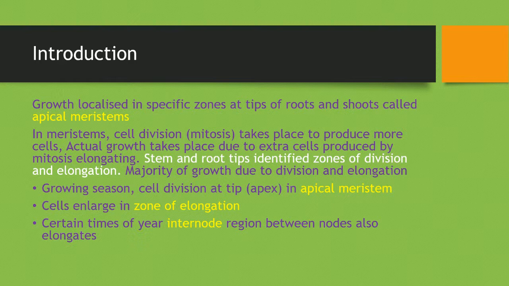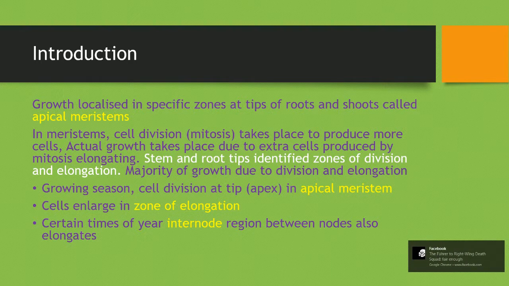So basically, we'll just give you a quick introduction. Growth of plants is localized in a specific zone at the tip of the roots and shoots, and these are called the apical meristems. In these meristems, you have cell division by mitosis taking place, which produces more cells, and the actual growth will take place due to extra cells being produced by the mitosis elongating. So the growth takes place in these meristems because the extra cells are being produced by mitosis, and then these cells elongate.